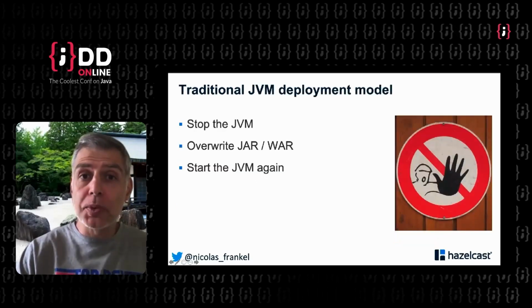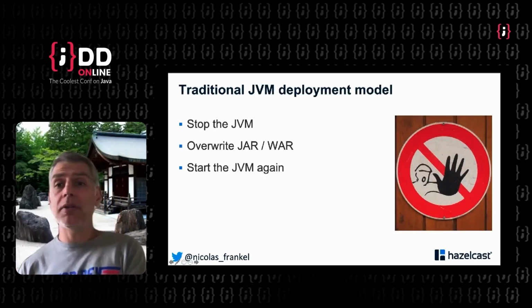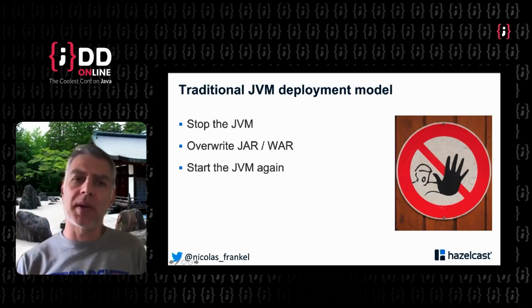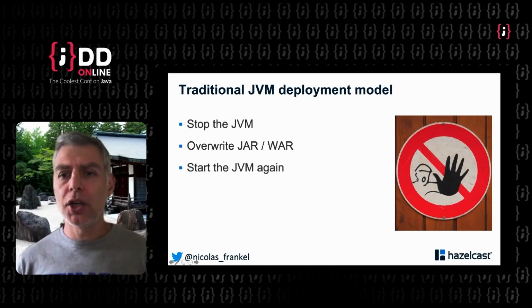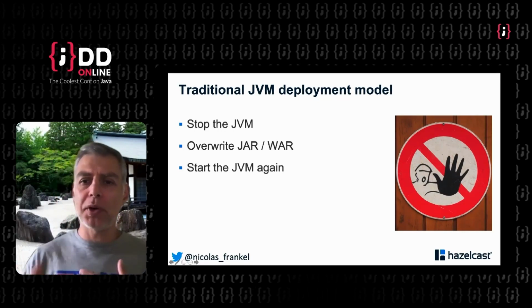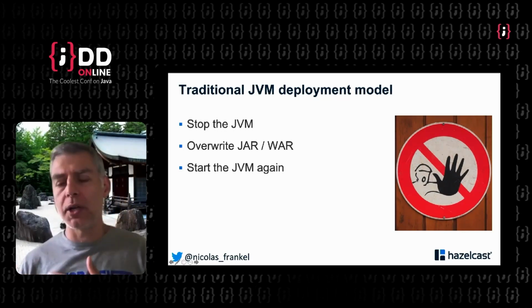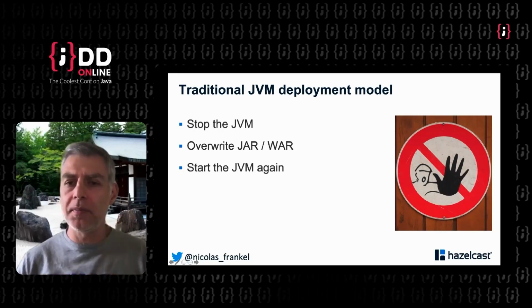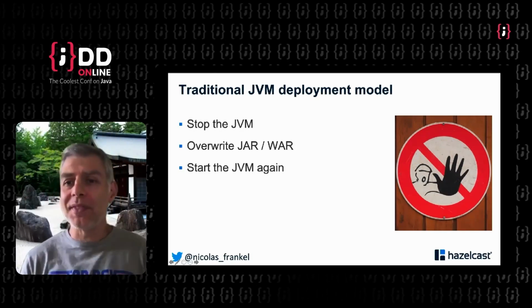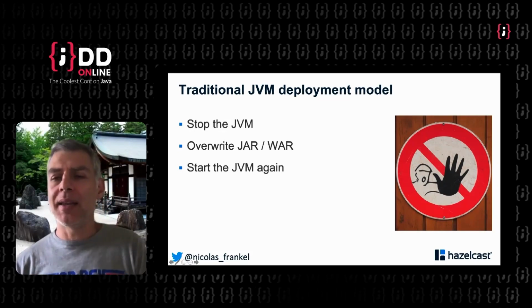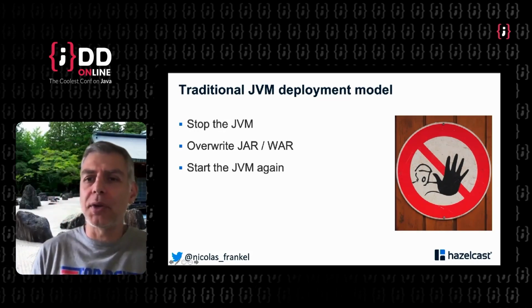And we have an issue in the JVM world, Java, Clojure, Scala, Kotlin, whatever. The traditional JVM deployment model is you start the JVM, you deploy your new jar, or your war if you are using an application server, and you start it again. And of course, there is downtime. And downtime is bad for at least 3 reasons.